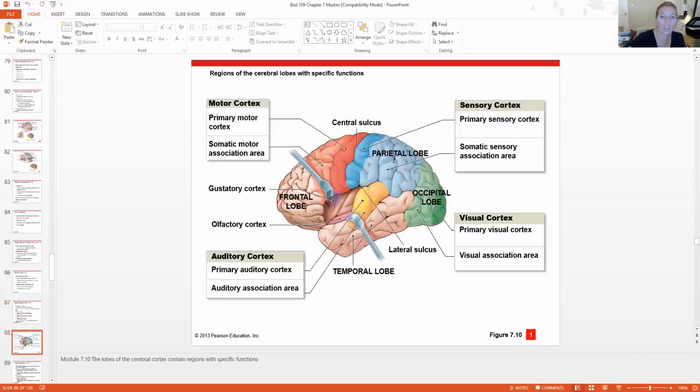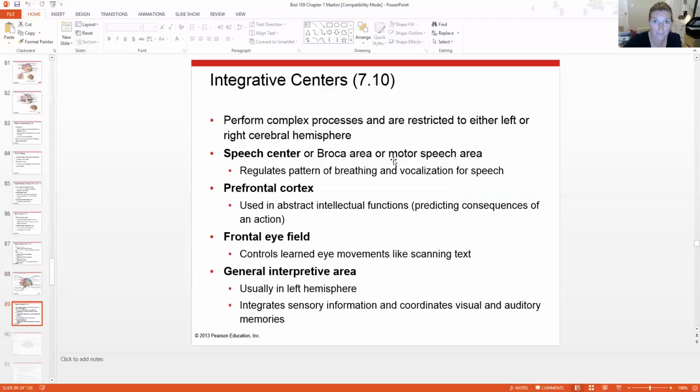Here they all are on the brain. Again, I'm not going to ask you to find it. You may have to do that in lab. Let's talk about integrative centers. These are more complex processes. These are restricted to either the right or the left side. They're not on both sides of the brain.